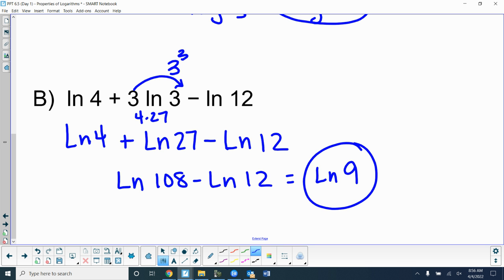So does condensing make sense? When we're going from a big one to a single one, we're changing addition to multiplication and subtraction to division. When we're going the other way, expanding, we're changing division to subtraction, addition to multiplication. That's not too bad, is it? Questions so far?